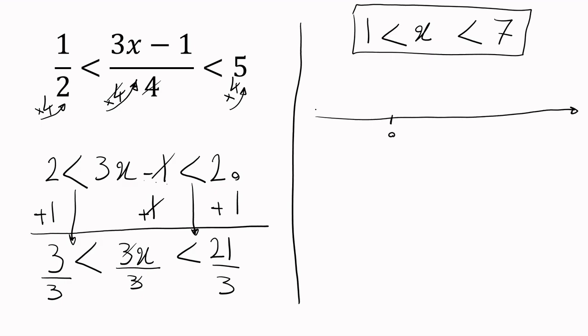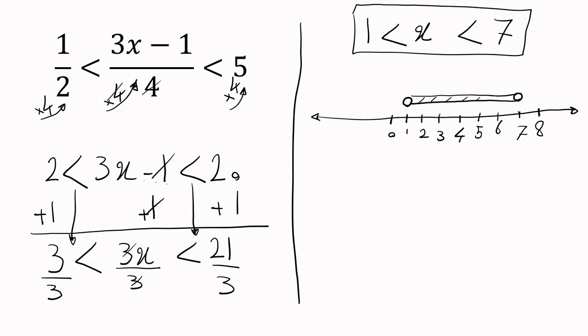and I assume that this is 0, this is going to be 1, 2, 3, 4, 5, 6, 7, 8, and so on. So x is greater than 1. So 1 is here, but here x is not greater than or equal. I do not have equal sign here. So it must be hollow, it must be empty, it must be open. And x is less than 7. It is not equal to 7. So this one must be hollow as well. And then I need to connect them.